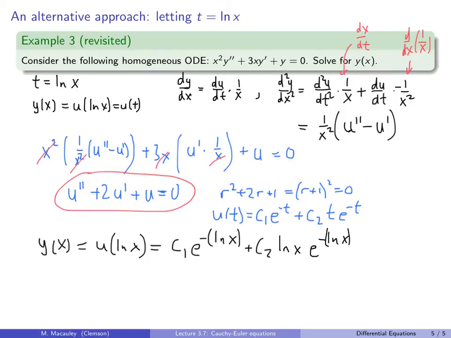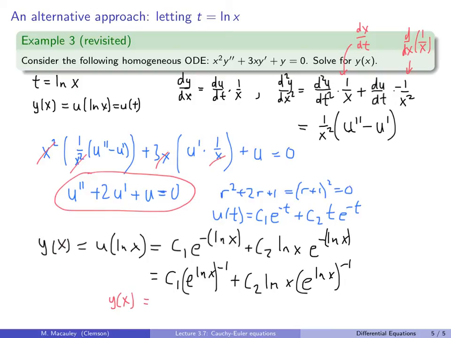So let's simplify this. This is c1. It's so easy to make mistakes here with laws of exponents. So let's write this as e to the natural log of x to the negative 1. Agreed? Plus c2 natural log of x times e to the natural log of x to the negative 1. See what I did? Anytime you have an e to the something times natural log, write it as e to the natural log to the something. And now, this is y of x.